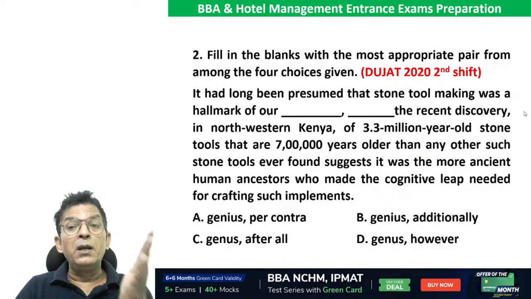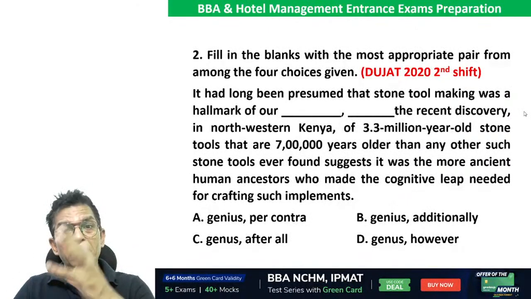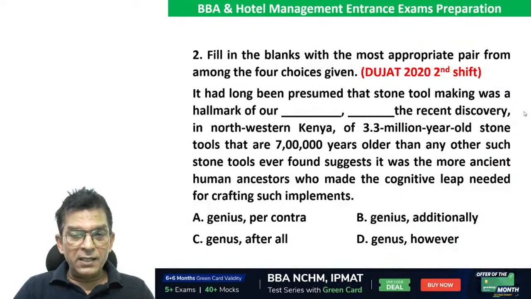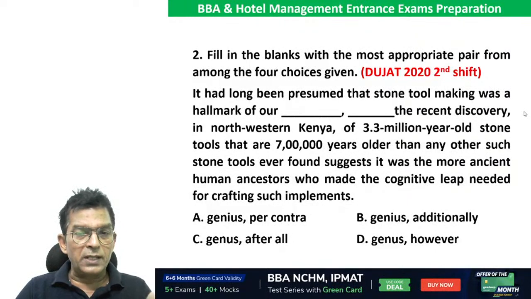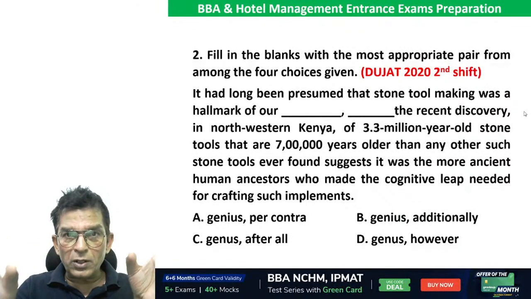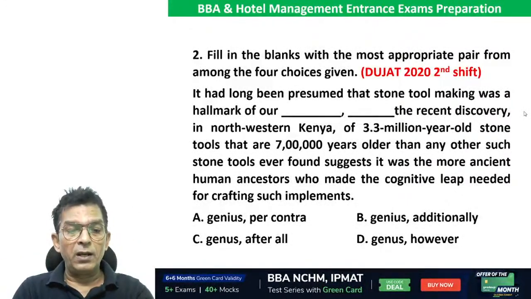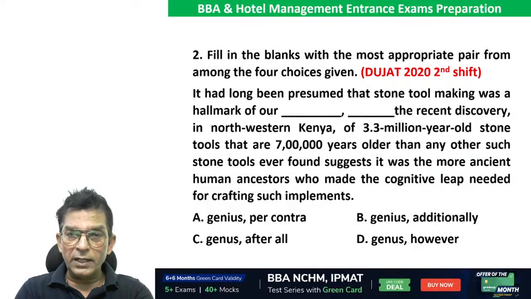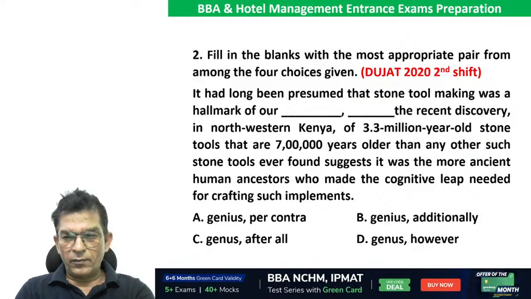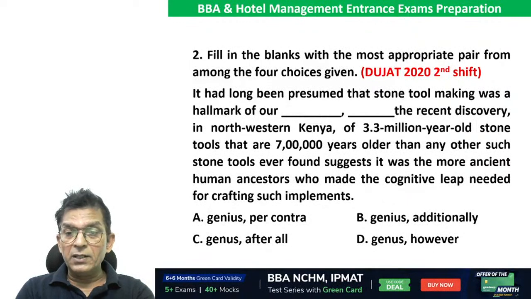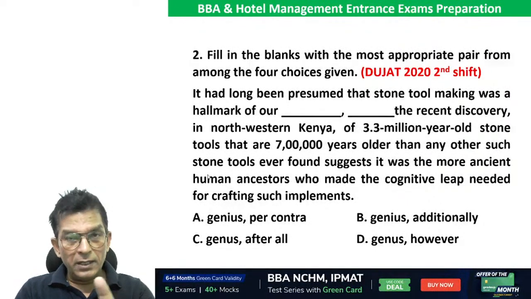Possible, both are possible. But the sentences that follow will give us the clue. The recent discovery in northwestern Kenya of 3.3 million years old stone tools that are 7 lakh years older than any other such stone tools ever found suggests that it was the more ancient human ancestors. So here we seem to be talking about not the entire human class, but classes of human class. It's about a category, right? So therefore, the answer should be D.